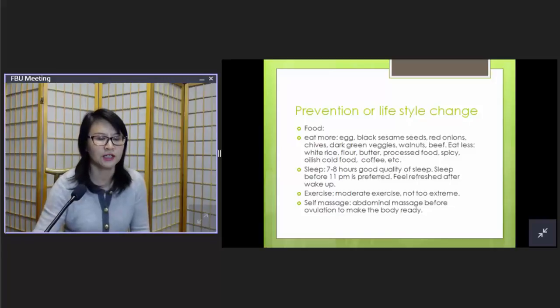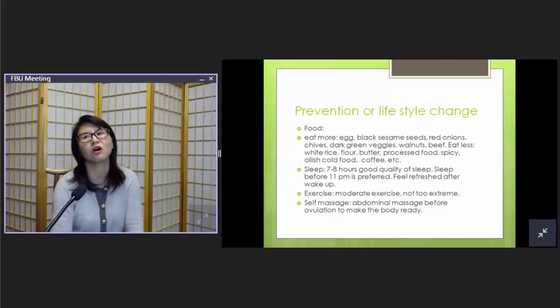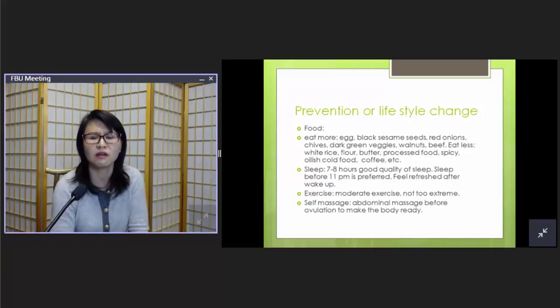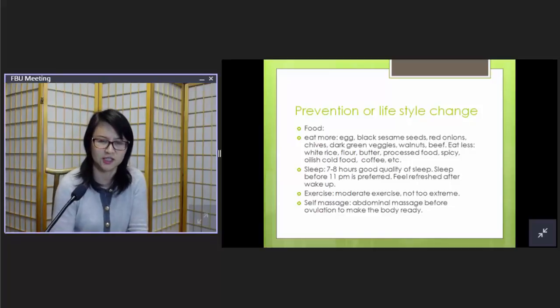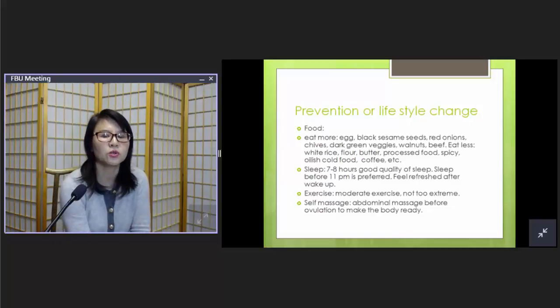So food, and then sleep. Sleep should be 7 to 8 hours. Some people say, I have night shift, I have to work at night. That's tough. Over a long time they can become what we call yin deficiency, with not enough supply. And also sleep quality matters.